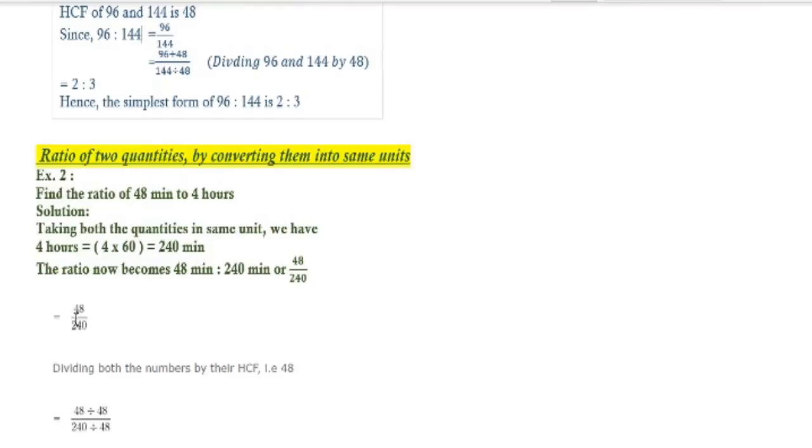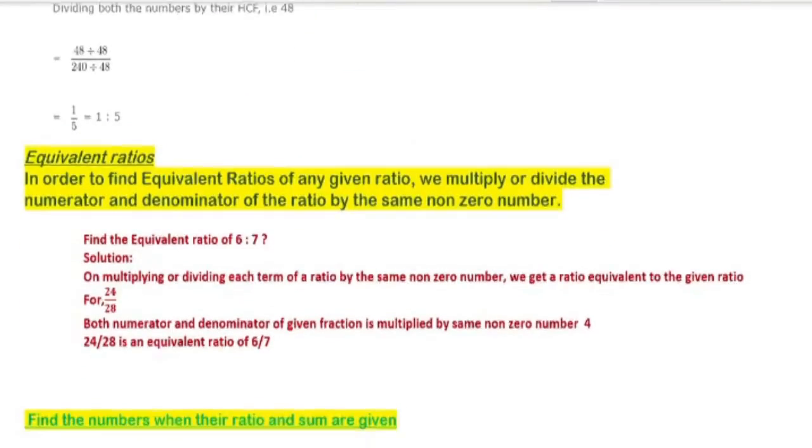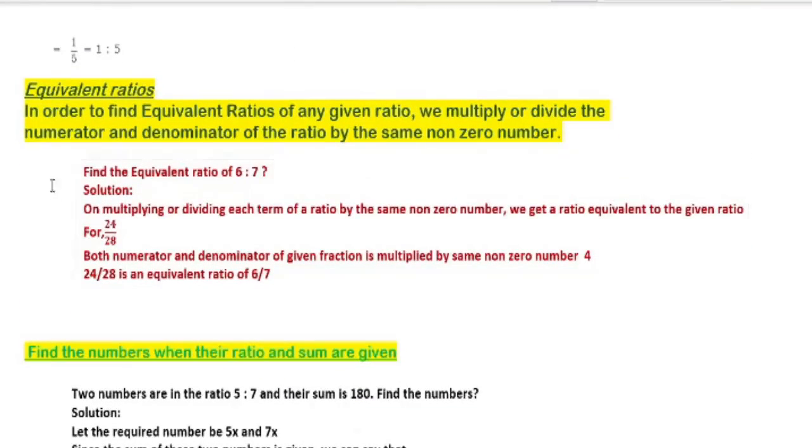Now we can simplify it. 48 by 240, dividing both the numerator and denominator by their HCF, that is 48. 48 divided by 48 and 240 divided by 48, you will get 1/5.